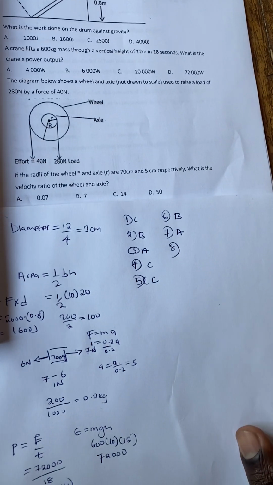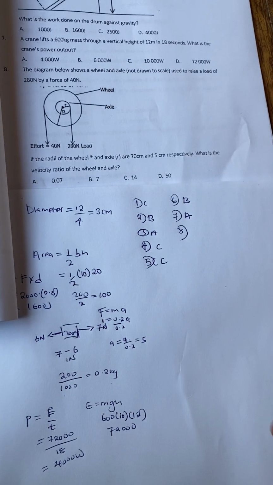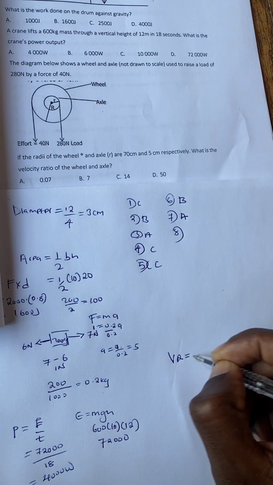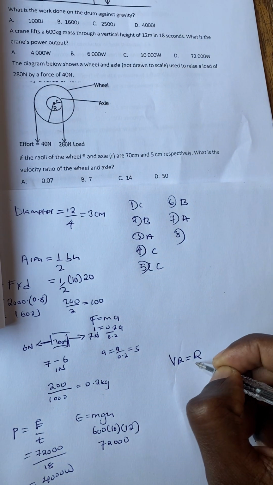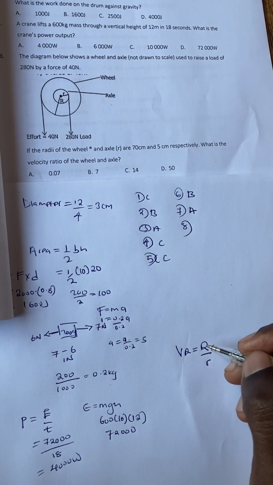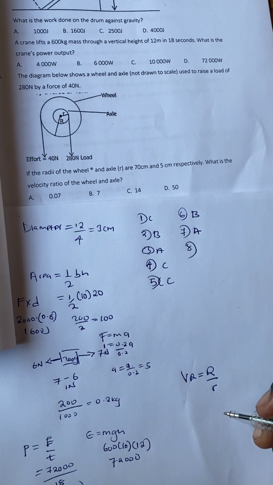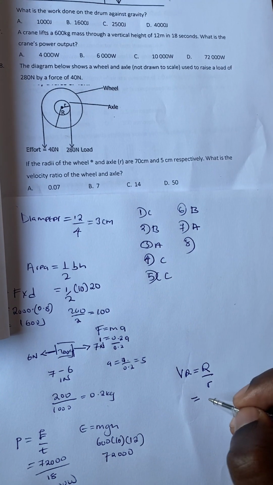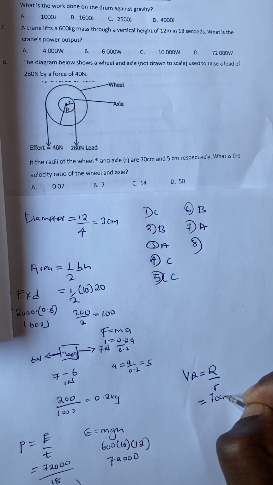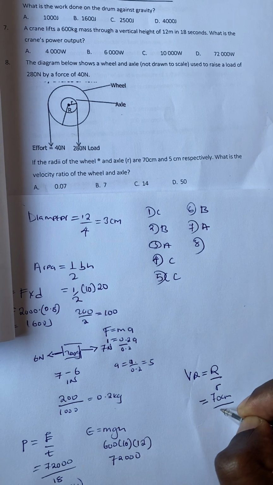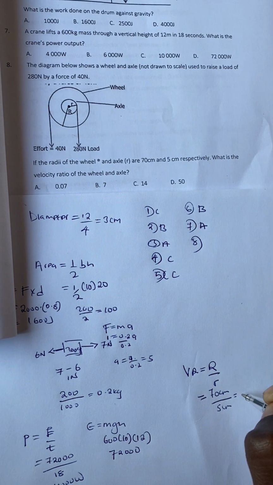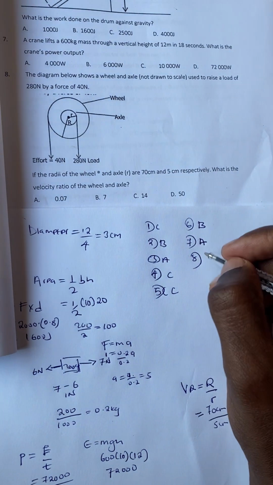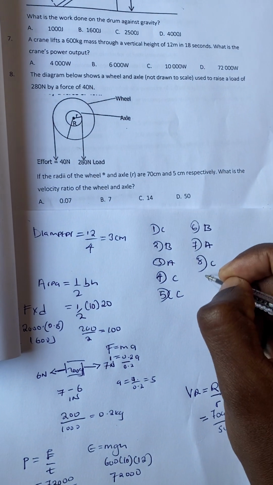So to find the velocity ratio of a wheel and axle, we simply use the formula: velocity ratio is equal to capital R over small r. Capital R is the radius of the bigger wheel. Small r is the radius of the smaller wheel, where the radius of the bigger wheel has been given, is 70 cm over 5 cm. When you divide the two, you simply get 14. It has no units because it's a ratio, so the correct answer here is supposed to be C.